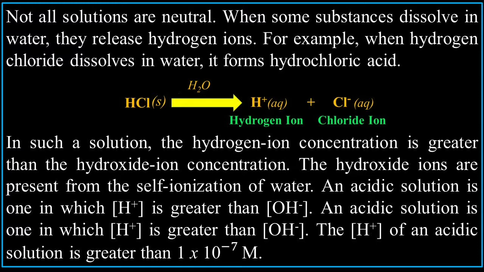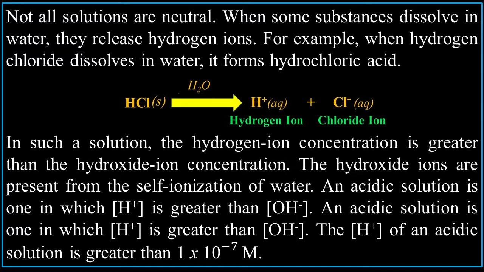When some substances dissolve in water, they release hydrogen ions. For example, when hydrogen chloride dissolves in water, it forms hydrochloric acid, as shown here. In such a solution, the hydrogen ion concentration is greater than the hydroxide ion concentration. The hydroxide ions are present from the self-ionization of water. An acidic solution is one in which H+ is greater than OH-.